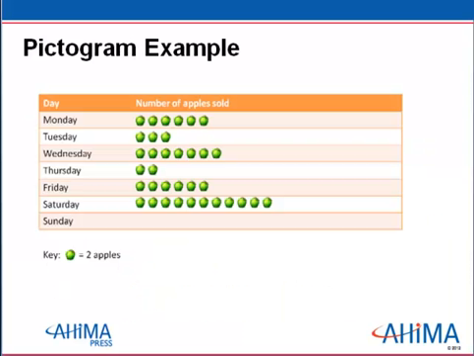This is an example of a pictogram. Again, you can see that in this example, they use little apples to represent data, where one apple on the graph equals 2 apples.